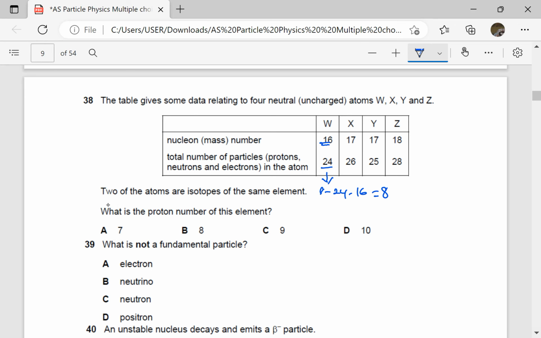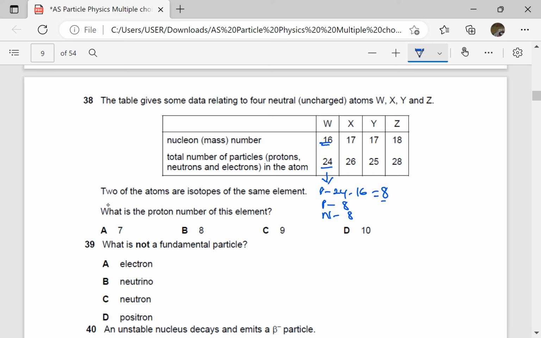It is also going to be the same as the number of protons. So the number of protons is also 8, which means the number of neutrons is also going to be 8. So there are 8 protons, 8 neutrons, 8 electrons. So let's check, because the question is what is the proton number of this element?